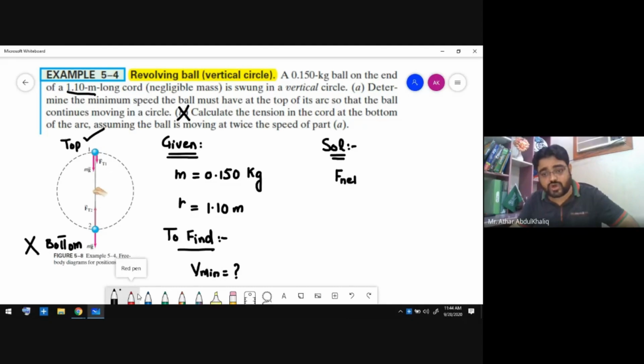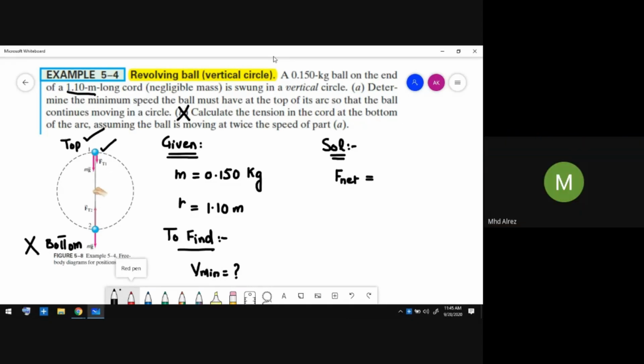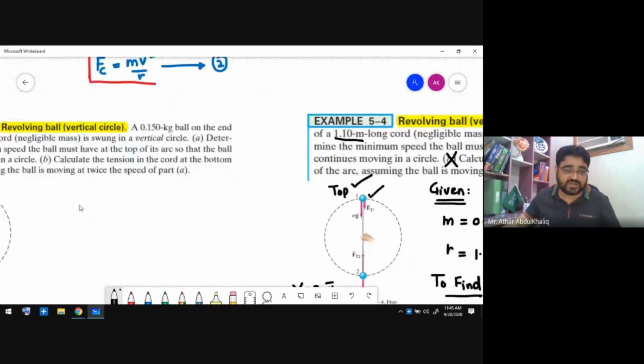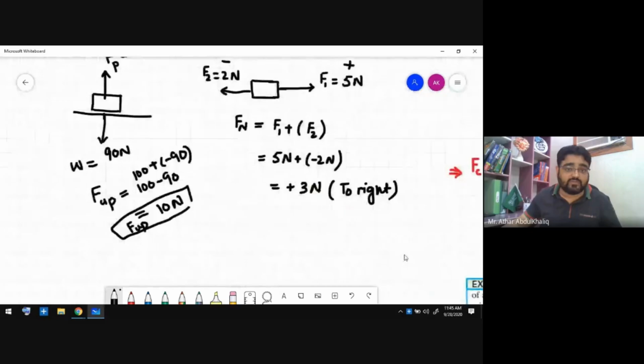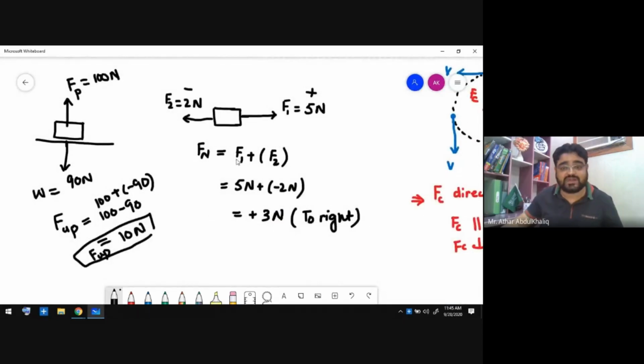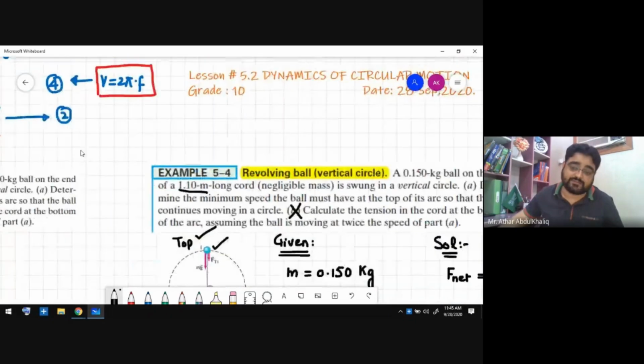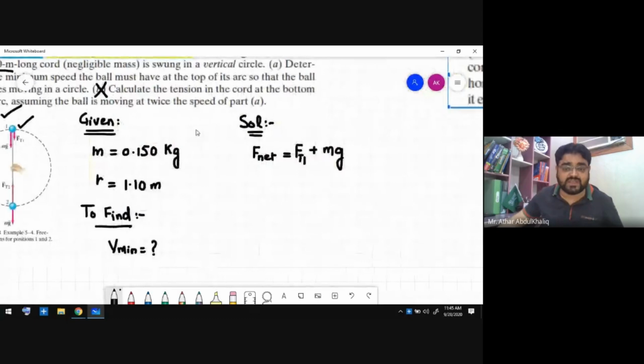So how much will be net force? They are both toward the center. So net force will be tension in the string at top plus weight. Why do I add them? Because both of these forces are in the same direction. As I explained in the previous explanation, when both forces are in the same direction, we add them. If in opposite directions, we subtract them.